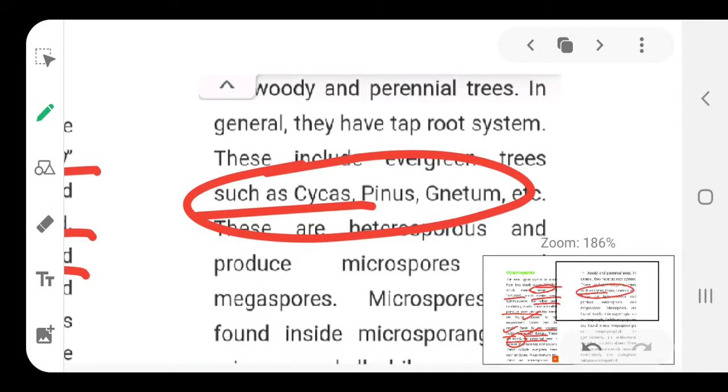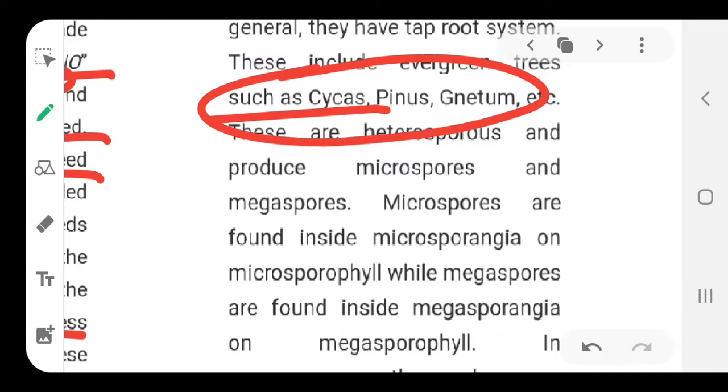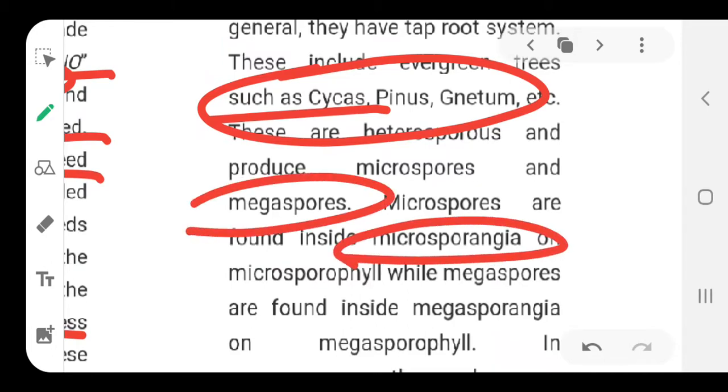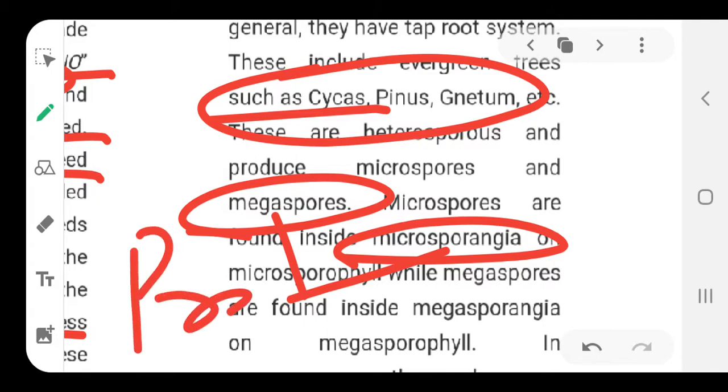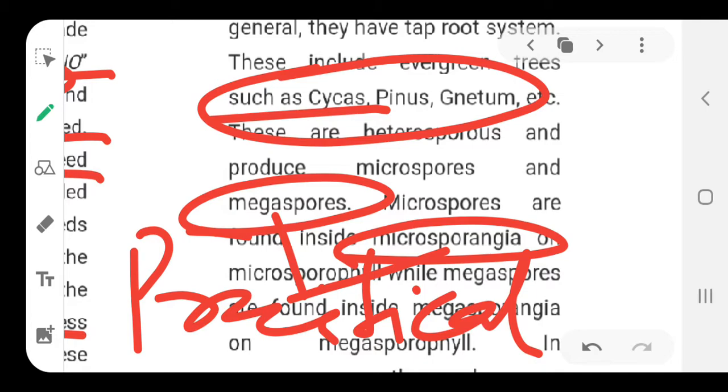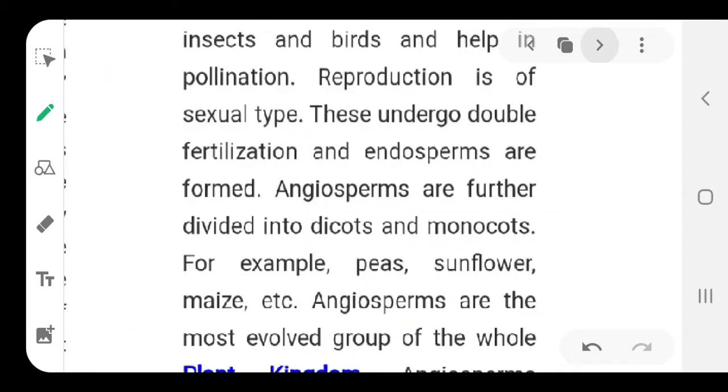So, we deal with the terms such as microsporangia and megasporangia. So, you just take out the practical copies. There we have these two terms mentioned. So, when we have practicals, we will deal with these terms in more detail.